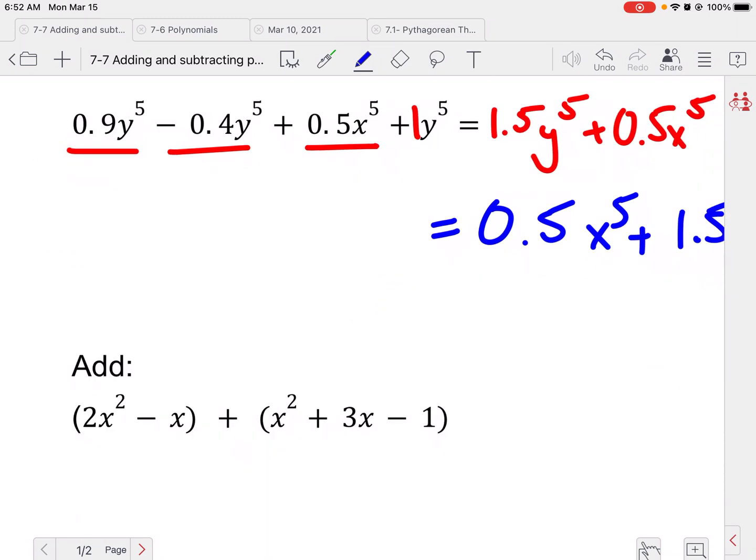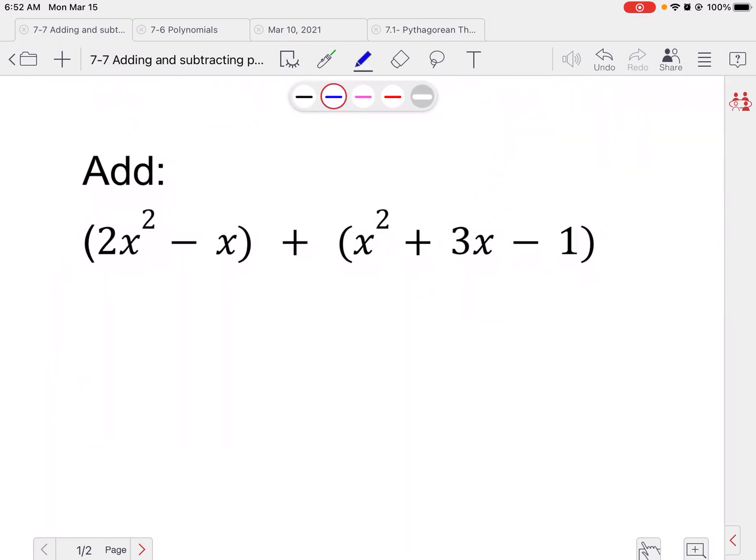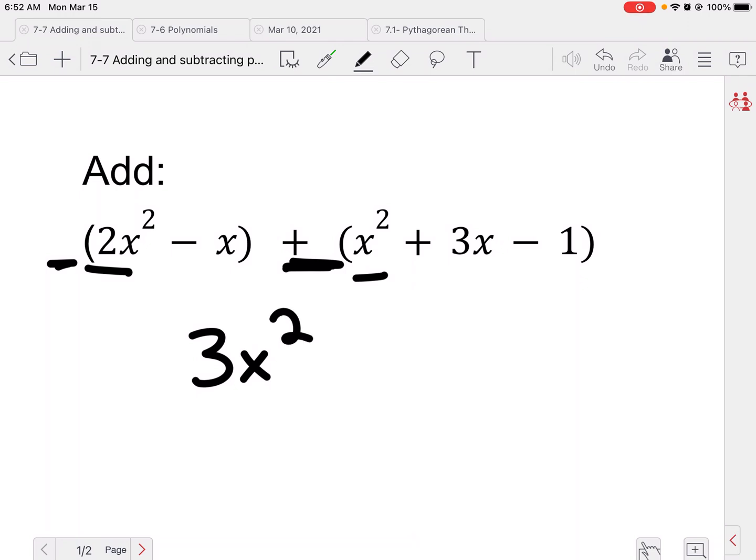Now sometimes what they'll do is they'll give you these two polynomials and say, add them, and they're in these parentheses. As long as there's nothing right outside the parentheses, like a number or a negative sign, you can just go ahead and add them together. So 2x squared plus x squared is 3x squared. I like to look and see what exponent is the highest, so I see the x squareds are the highest, so I add those together first, so it's easier to write in standard form.